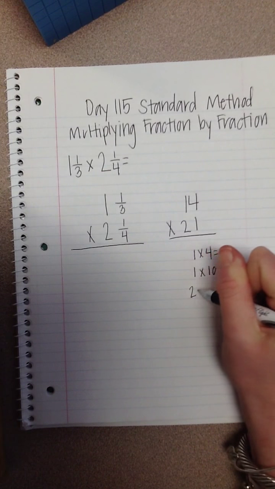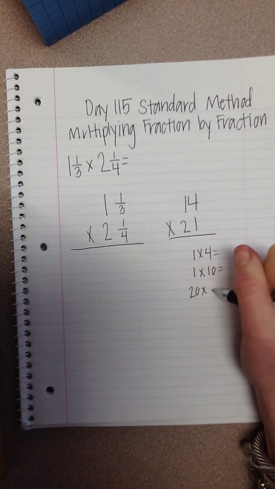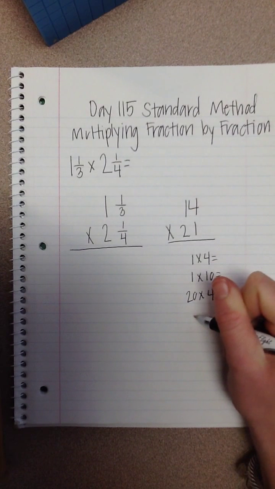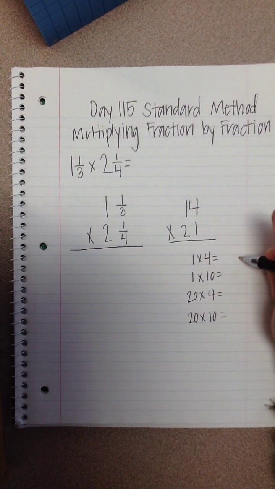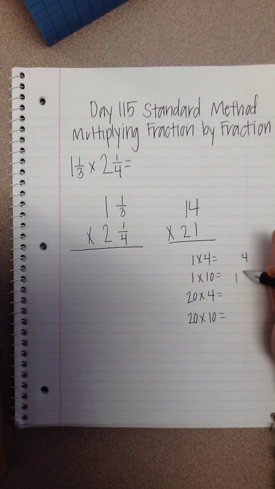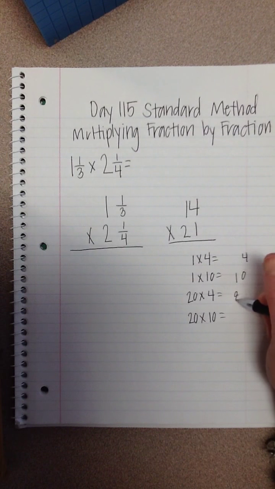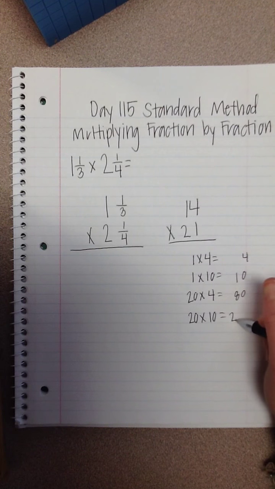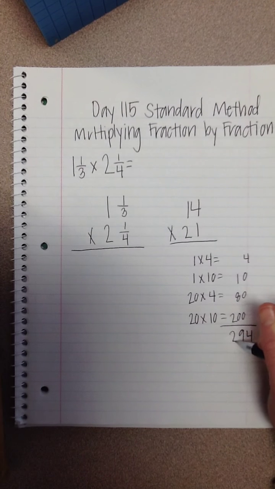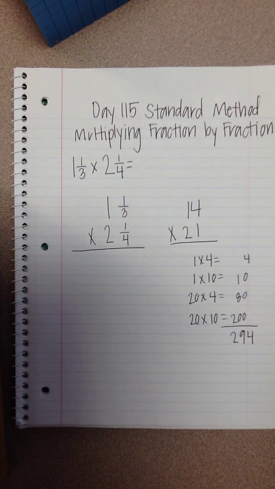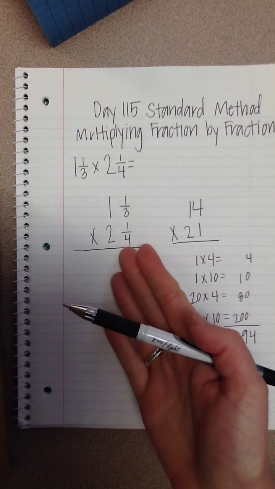Then we do 20 times 4, then we would do 20 times 10. We would get 4, 10, 80, and then we get 200. We add them up together, and we get that. Just like we do here, we have to do this.